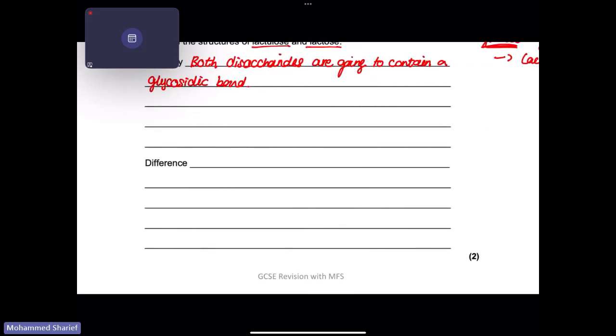Okay, so lactulose contains fructose. And just an exam tip, in these situations, always write the converse as well, the opposite as well, because sometimes they can be really picky with mark schemes. Lactulose contains fructose, whereas lactose contains glucose.